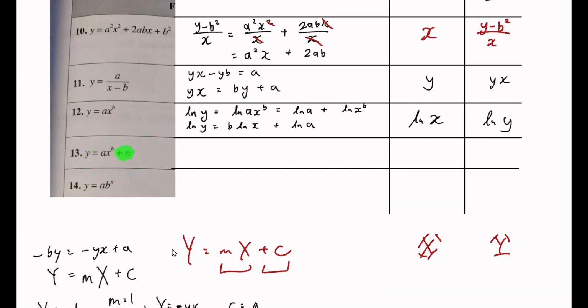Oh no, there's a plus n. Can we take the ln straight away when there's a sum? No, so what should we do? Bring it over first. So we get y minus n equals ax to the power b. Then what do we do?